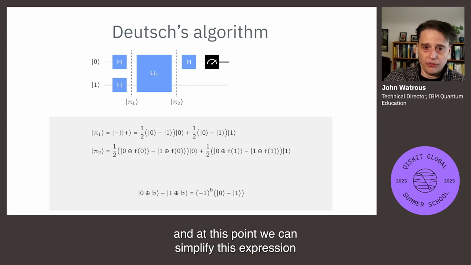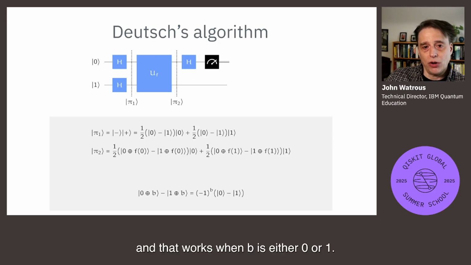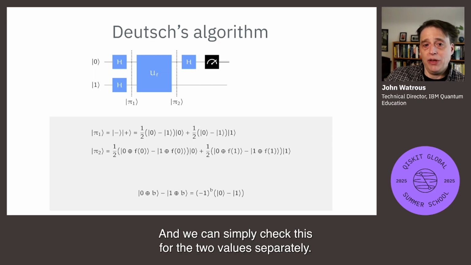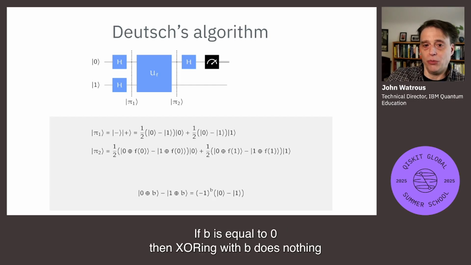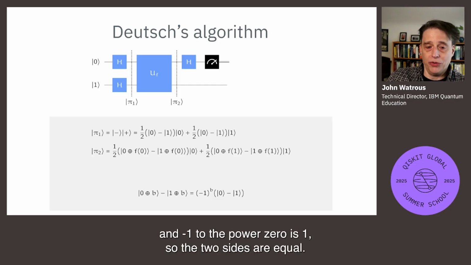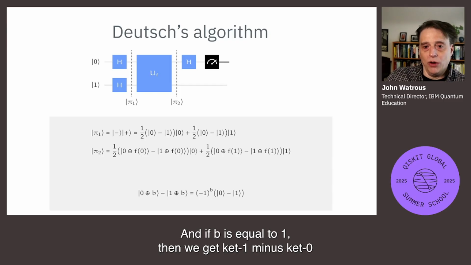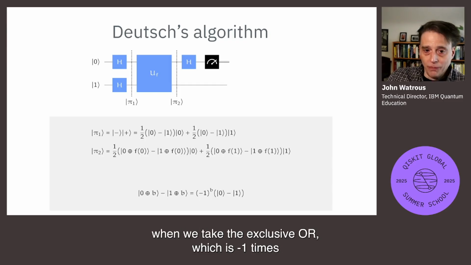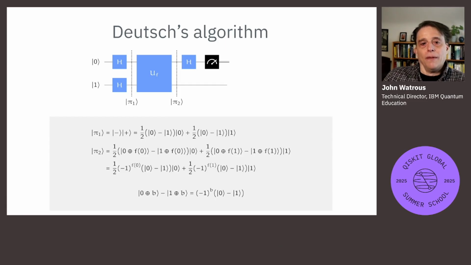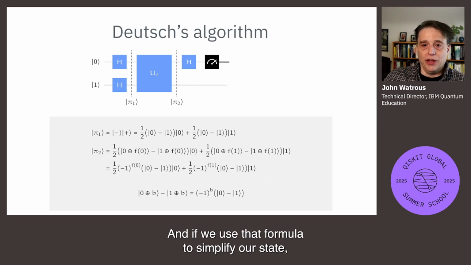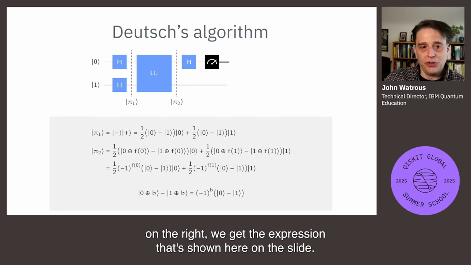And at this point, we can simplify this expression by observing the formula that's shown on the bottom of the slide, and that works when b is either 0 or 1, and we can simply check this for the two values separately. If b is equal to 0, then XORing with b does nothing, and negative 1 to the power 0 is 1, so the two sides are equal. And if b is equal to 1, then we get ket 1 minus ket 0 when we take the exclusive OR, which is negative 1 times ket 0 minus ket 1. And if we use that formula to simplify our state, where we take b equal to f of 0 on the left and b equal to f of 1 on the right, we get the expression that's shown here on the slide.